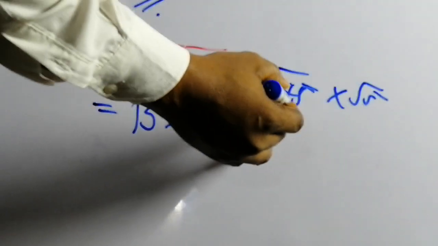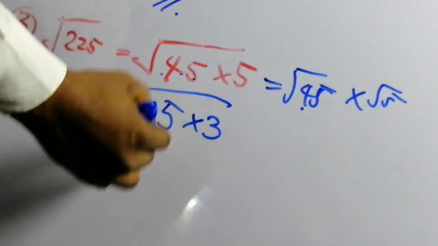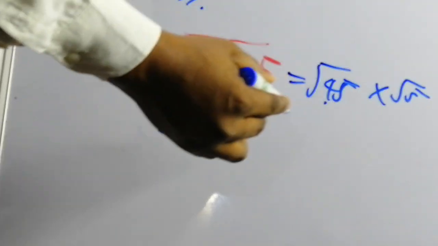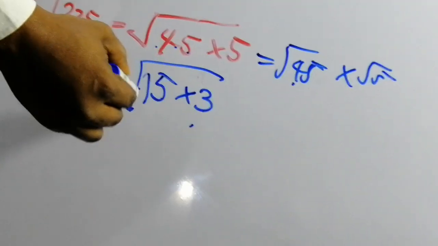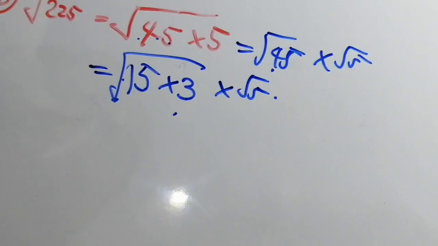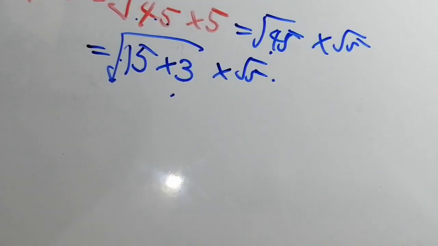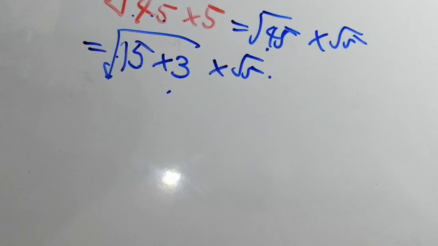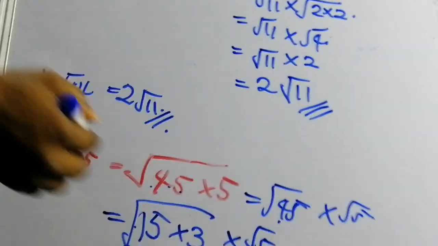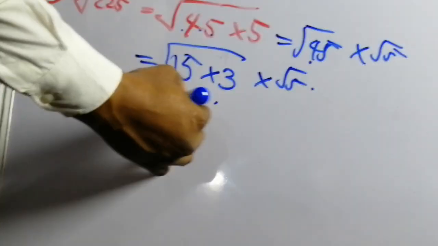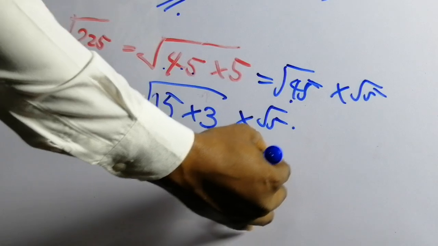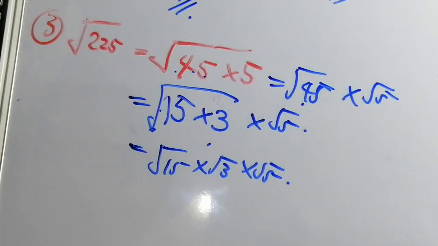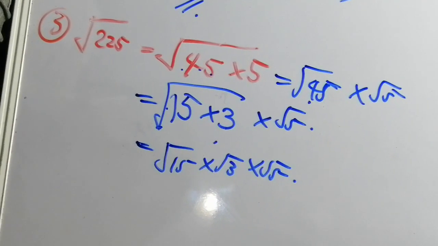Okay, so now 45 is the same thing as 15 times 3. 5 times 3, 15. Carry 1. 3 times 1 plus 1, 45. So 45 is the same thing as 5 times 3 times root 5. Now if you look at this very well, 5 times 5, 25. Now look at this, I can split this from multiplication table. That's root 15 times root 3 times root 5. Don't forget, we are trying to simplify it to the lowest.